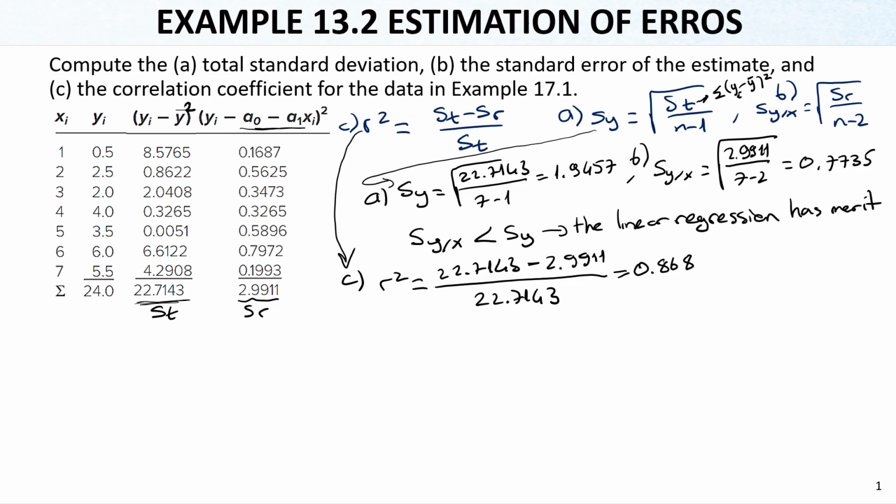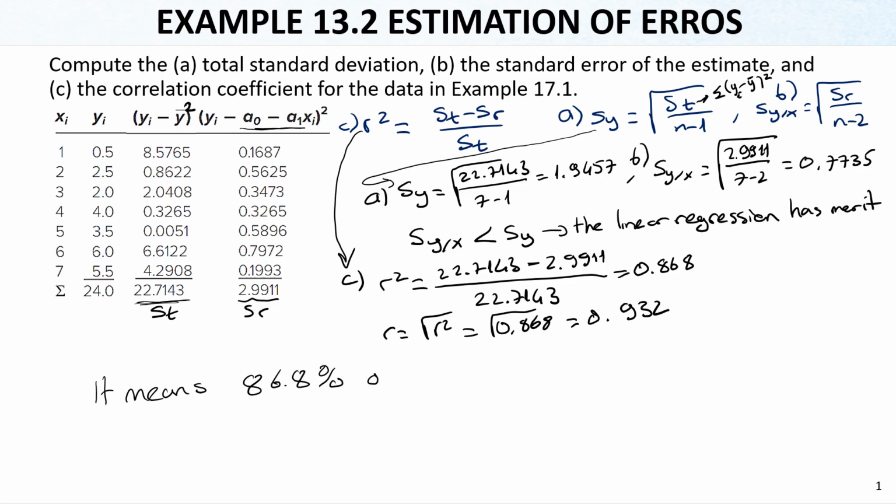We can also calculate r by taking the square root of r square, which is the square root of 0.868. That gives us 0.932. So if the r square is smaller than 1, the r will be larger than r square. You can see here because we are taking the root of it. And you can see that r is getting close to 1. And this is also close to 1 as well, which means that this linear regression is a good fit.